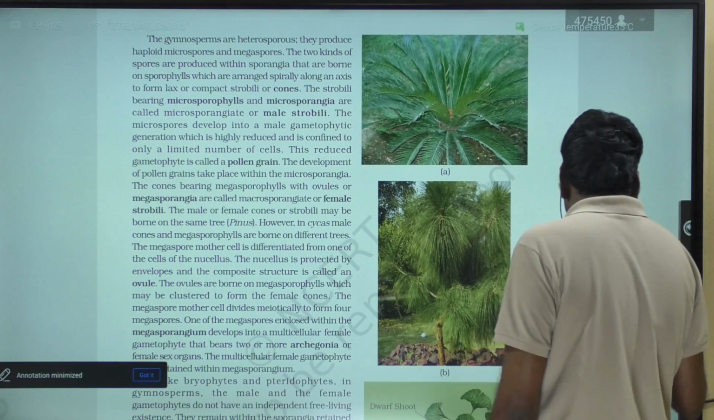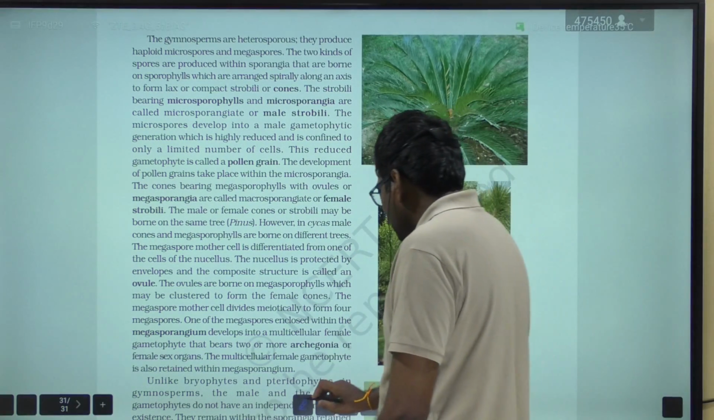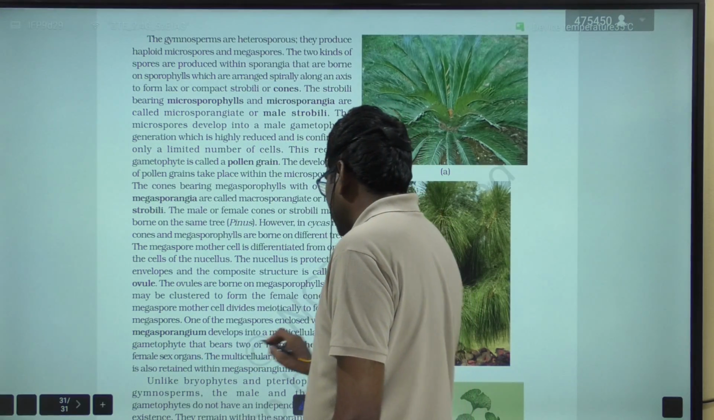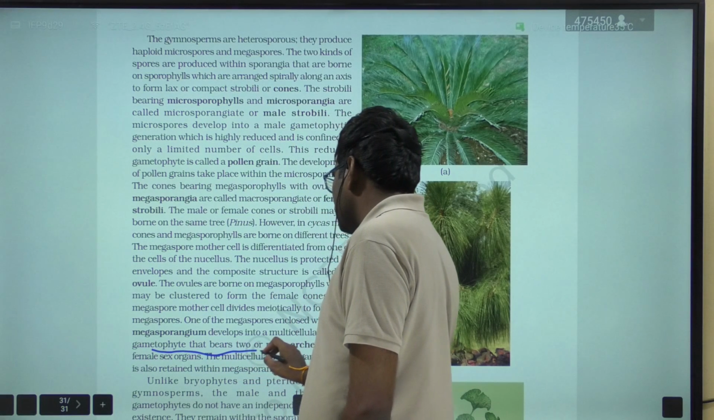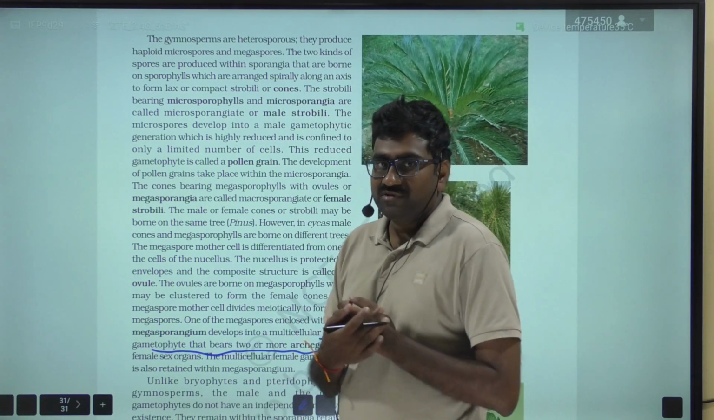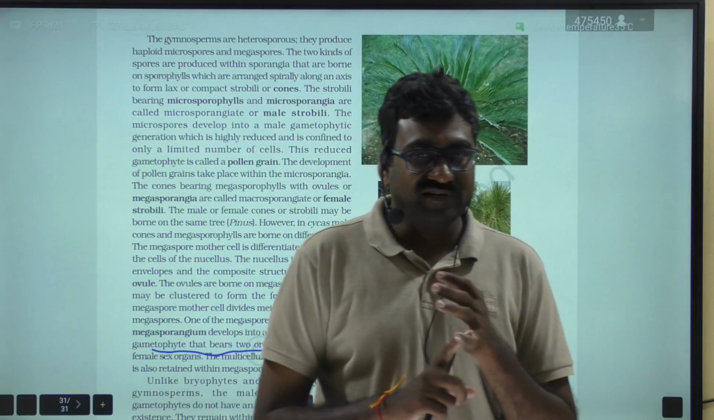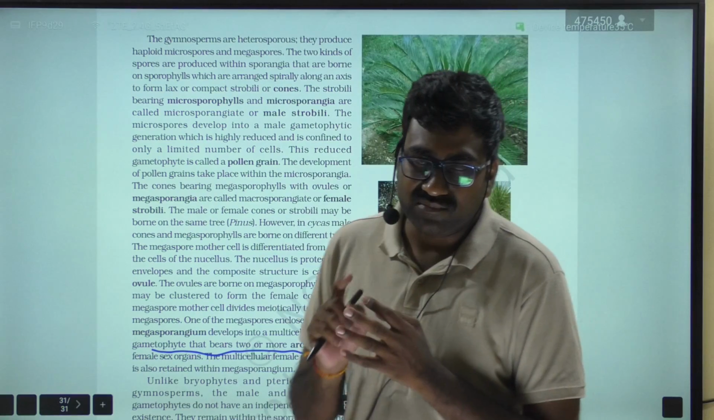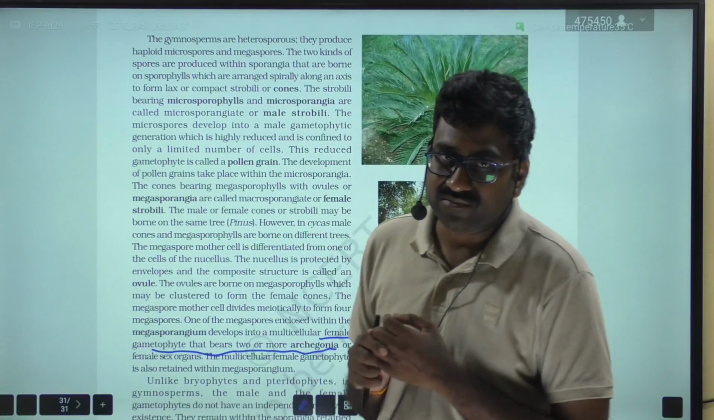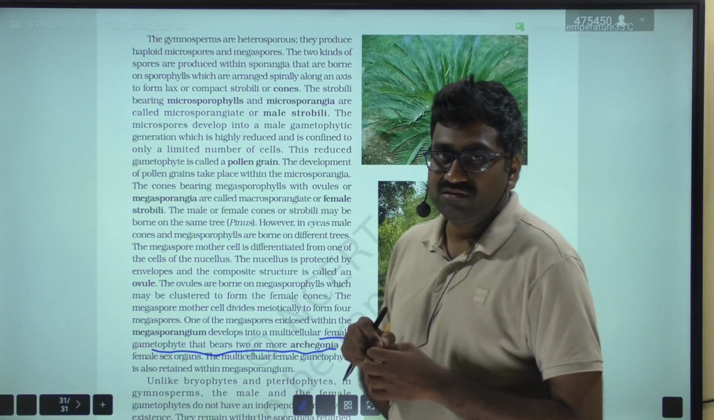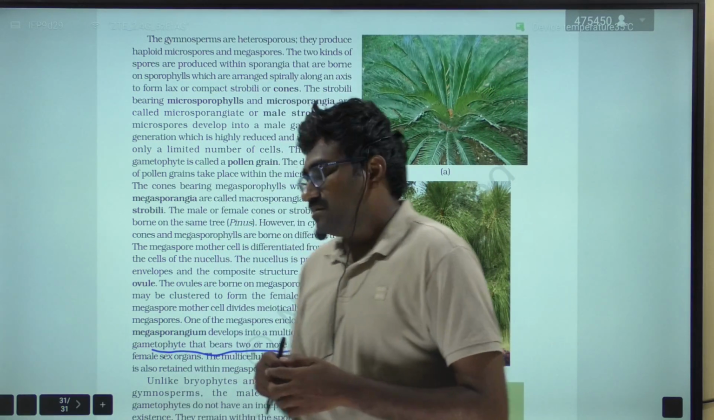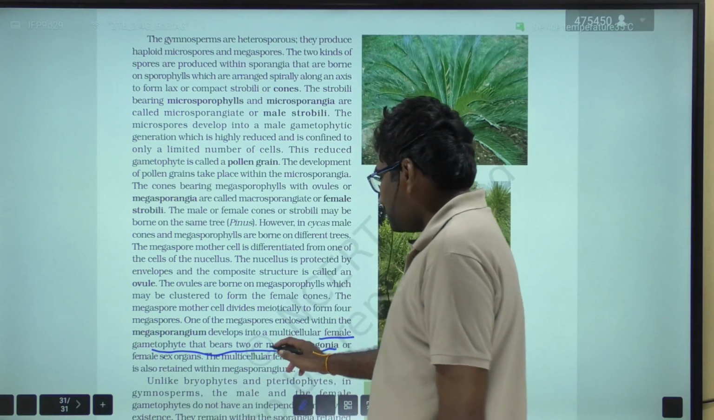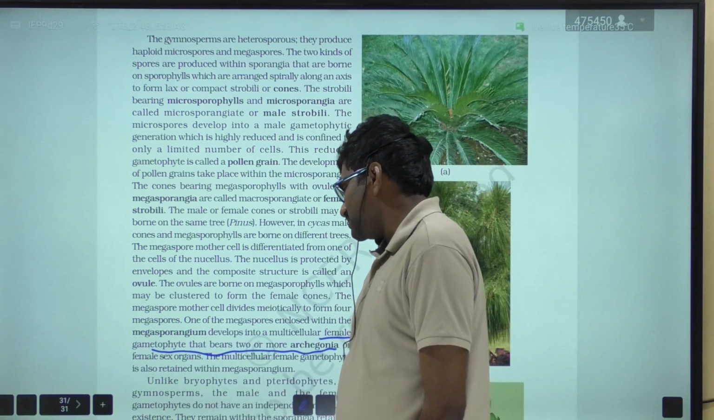So here gymnosperms bear 2 or more archegonia. That multicellular female gametophyte bears 2 or more archegonia. We come across the term archegonia in bryophytes, pteridophytes, and in gymnosperms. But the antheridium term we observed in bryophytes and pteridophytes, not in gymnosperms. Instead of antheridium, we come across the word pollen grain, right? So here the female gametophyte bears 2 or more archegonia or female sex organs.